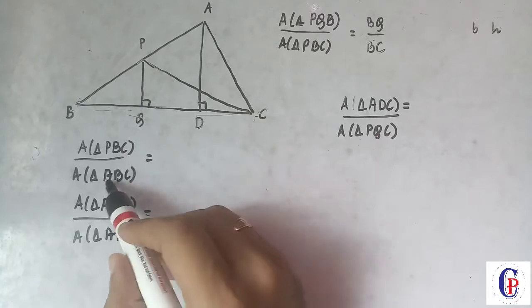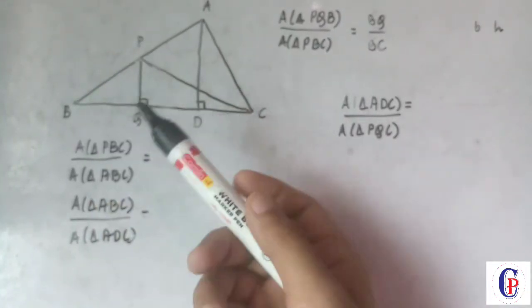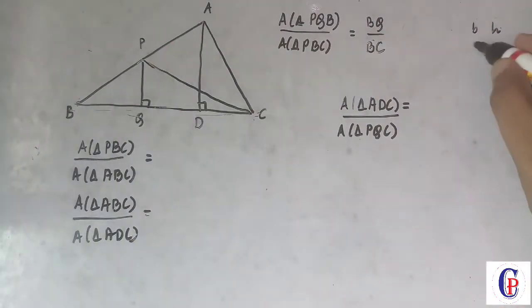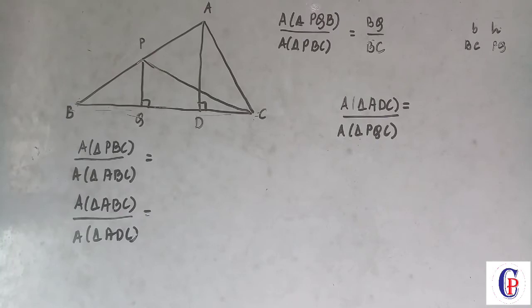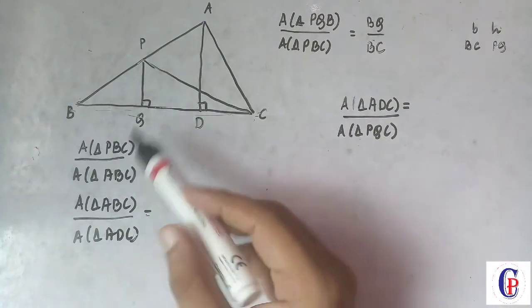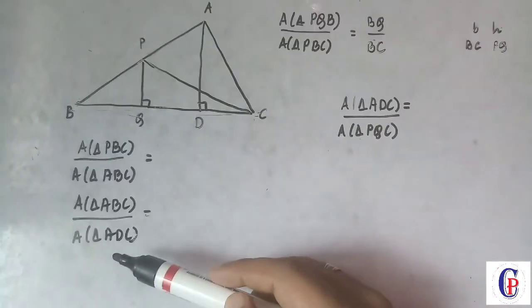Now let us go to the second question. PBC and ABC. Now for this triangle PBC, we have already discussed that BC is the base and PQ is the height. What about ABC? If you see this big triangle ABC, which is the base and height?